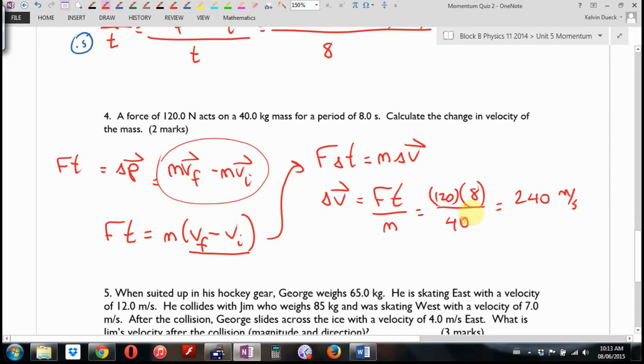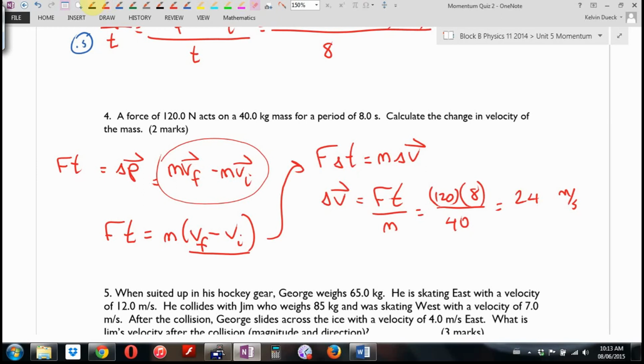Divide by 40. Is the answer 24 meters per second? So what does that mean? It means that if you started at rest, after 8 seconds, you're going 24. If you started at 2 meters per second, after 8 seconds, you're going 2 plus 24, 26. If you started at 30 meters per second, after 8 seconds, you're going 30 plus 24, 54. I just know that the change in velocity was 24 meters per second.